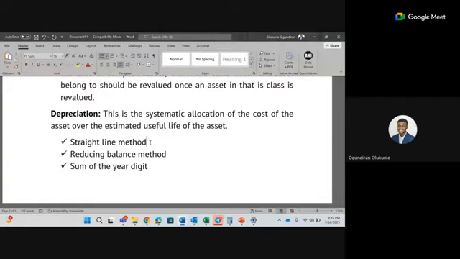So let us assume that we have 10 million naira for 4 years, spread evenly across the years. So for the straight line method, it is cost minus the residual value, divided by the estimated useful life.